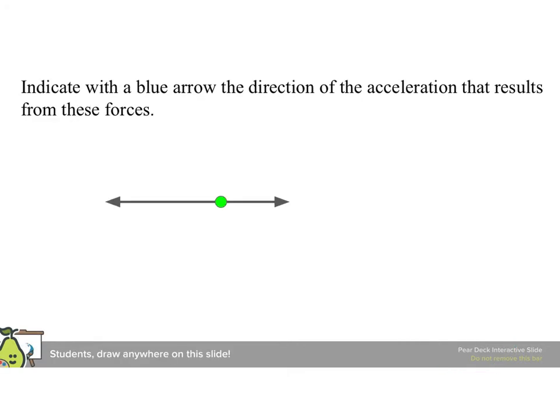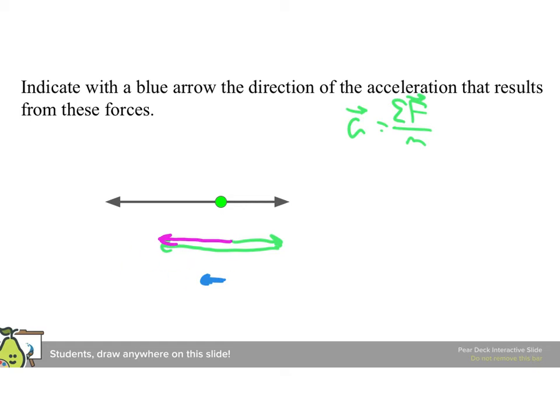Indicate with a blue arrow the direction of the acceleration that results from these forces. So we assume these are the only two forces acting, and we remember that the acceleration is F net over m, so I have to do a vector addition. If I take this one and then put the other one tip to tail, which looks to be maybe that long, then the net force that comes out is this, and we know that the acceleration will point in that same direction. We don't know how long it's going to be because we don't have an acceleration scale, but it has to point in this direction.